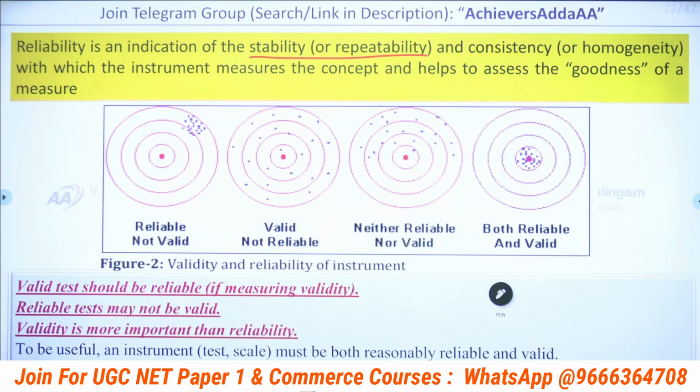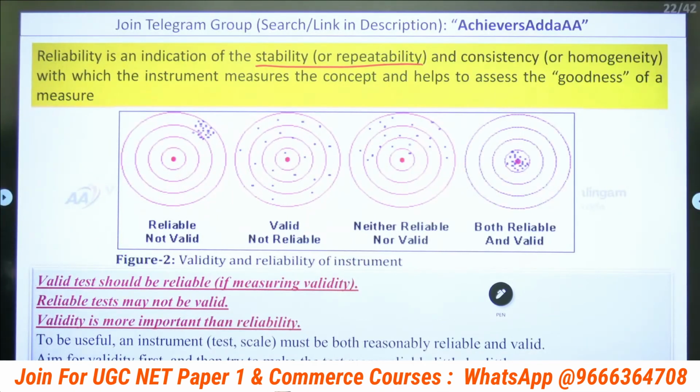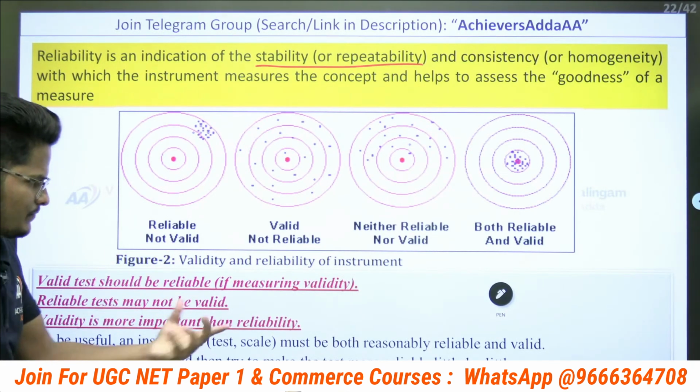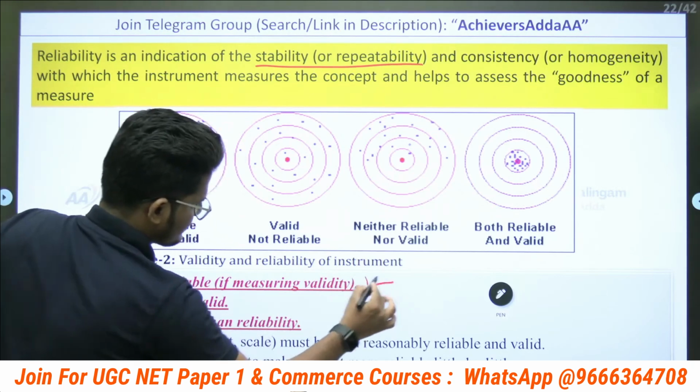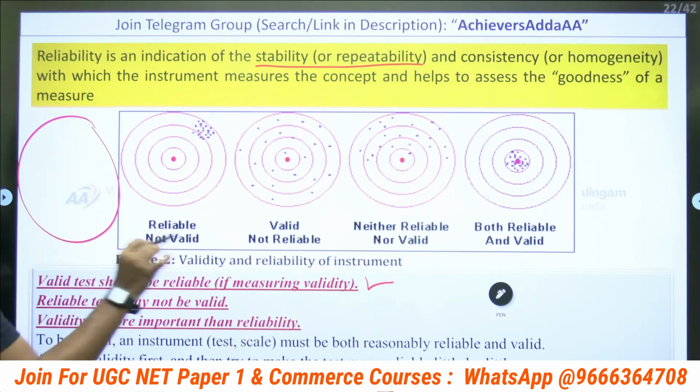Now look carefully. I am going to give two major conclusions about the relationship. A valid test should be reliable if it is measuring validity. A reliable test may not be valid. And validity is more important than reliability.